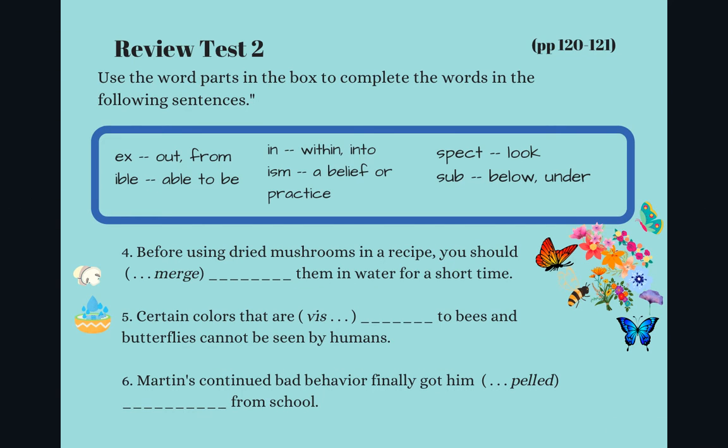All right, 4, 5, and 6. We've got these choices up here, ex, ible, in, ism, spect, and sub. Before using dried mushrooms in a recipe, you should something merge them in water for a short time. So you would choose something from up here. Certain colors that are vis something to bees and butterflies cannot be seen by humans. I would choose something from up there. Martin's continued bad behavior finally got him something pelled from school. I would choose something from up there.